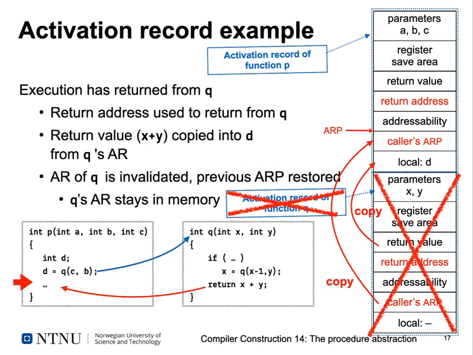So after the execution has returned from q, q's activation record is no longer needed. So this activation record can actually be removed from the stack, but we need to do some additional things. We have reserved memory for our return value. This has to be copied over, in this case to our local variable d here.